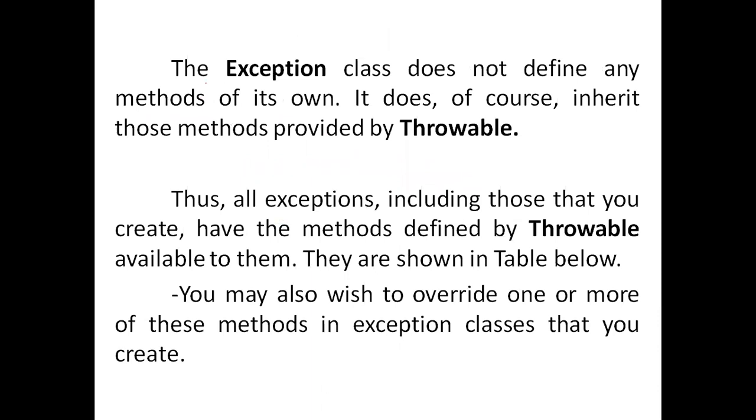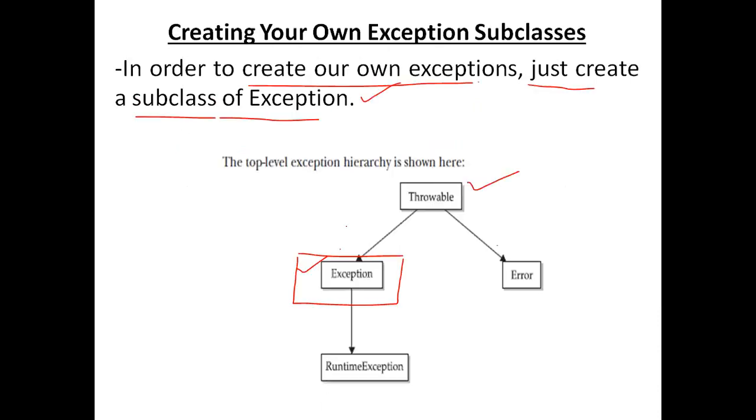The Exception class does not define any methods of its own. It does, of course, inherit those methods provided by Throwable. What is the meaning of this? Exception class is not having any methods, because it is a subclass of Throwable, whatever methods Throwable has, all those methods are inherited by the Exception class.